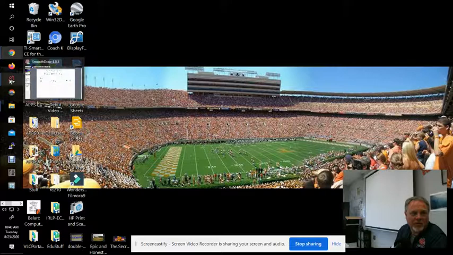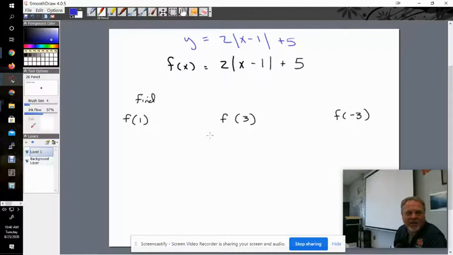You'll notice my lovely Neyland Stadium background here. And I'm going to go ahead now and just pop up the drawing program I use.